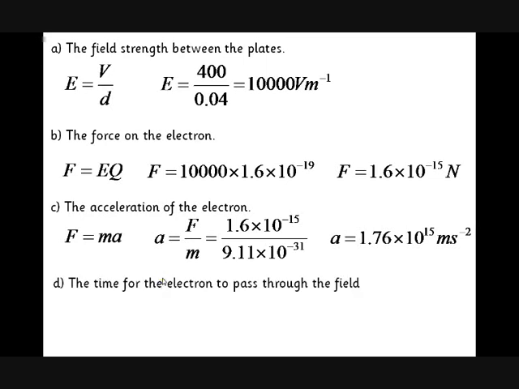The time for the electron to pass through the field. We do know the distance because the plates were, I think they were 10 centimetres long, so we can use time is displacement divided by velocity because we are given the velocity. It is 10 centimetres, that's 0.1 metres. The velocity of the electron was 3 times 10 to the 7 metres per second, so from that we know that it is between those plates for 3.33 times 10 to the minus 9 seconds. So obviously because it's going at 3 times 10 to the 7, it doesn't stay between those plates for very long.